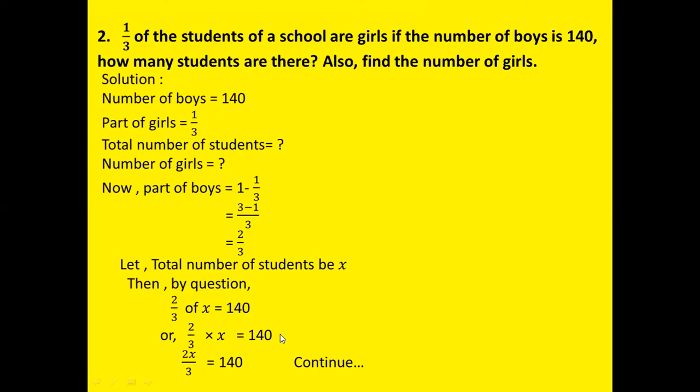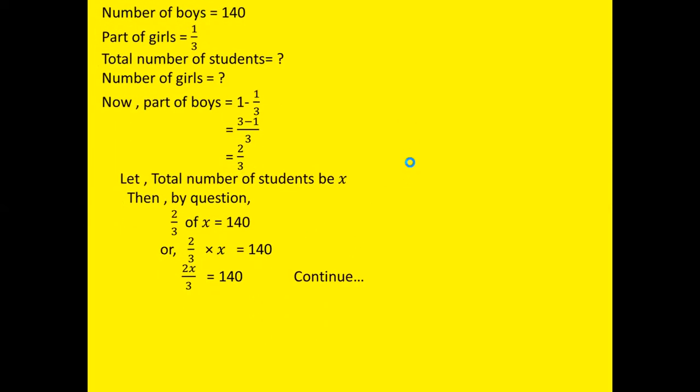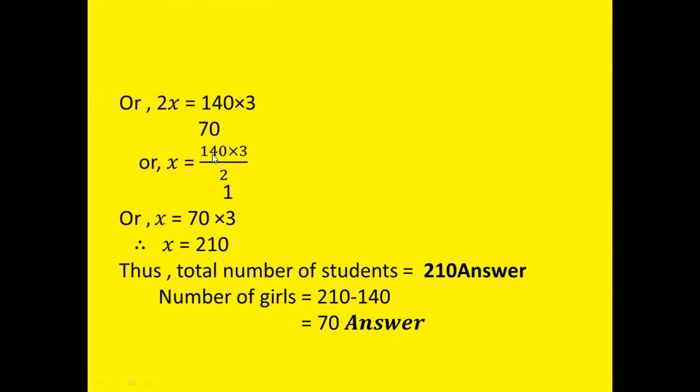2 by 3 of x equals 140. Then 3 goes here to multiply, 2 comes here to divide. Then it will give 70 into 3, that means 210. And 210 is the x value. That means the total number of students is 210. The number of girls equals 210 minus 140, because total minus boys equals girls.